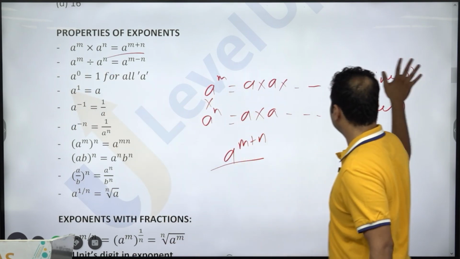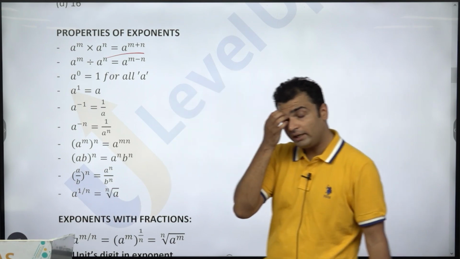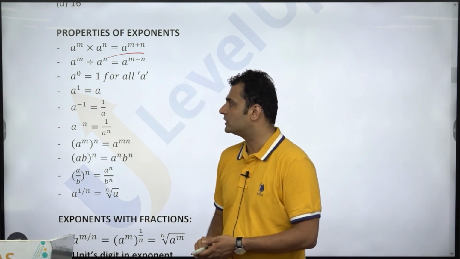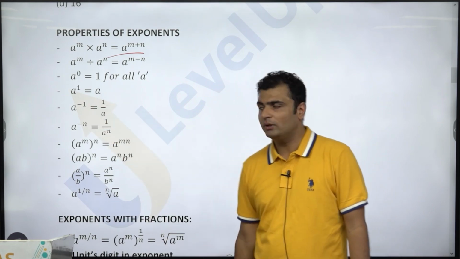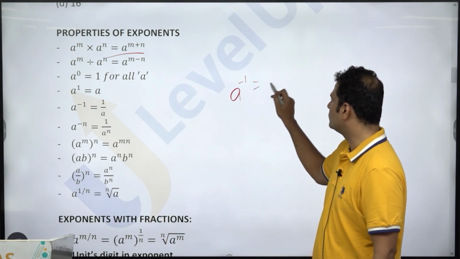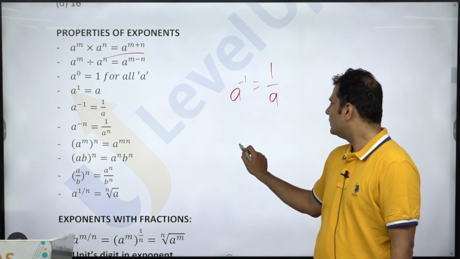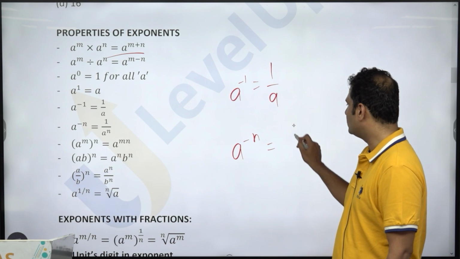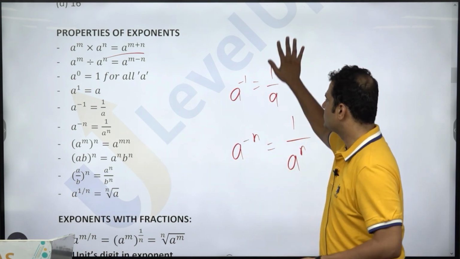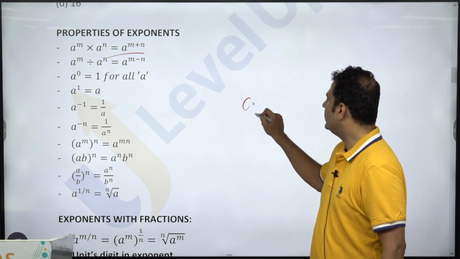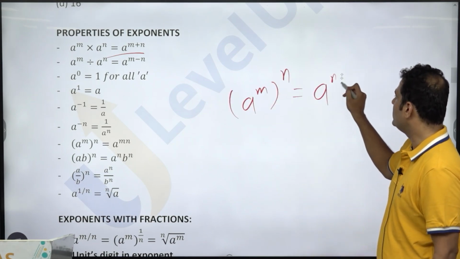a to the power 0 is 1 by definition for all numbers a, right? a to the power 1 is the number itself. a to the power minus 1 is 1 by a, the inverse of a. Or in general, a to the power minus n is 1 upon a to the power n. Then this is again an important property, that a to the power m, whole to the power n, is equal to a to the power m into n.